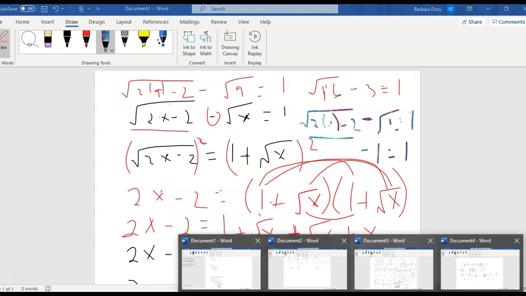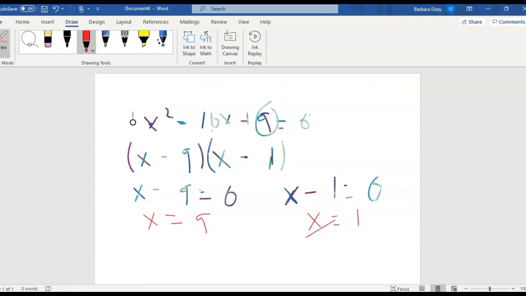So going back to the end there, the 1 doesn't work, but the 9 does. So we would only end up with this one as our solution.